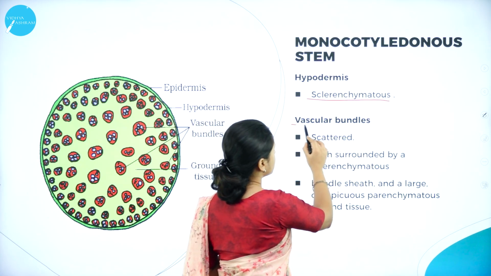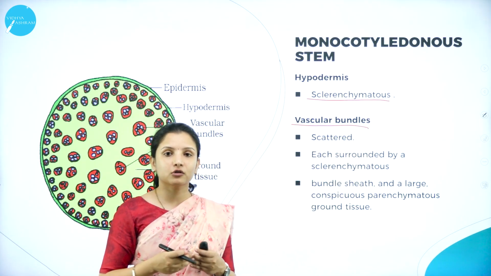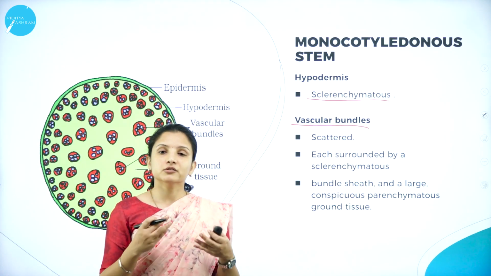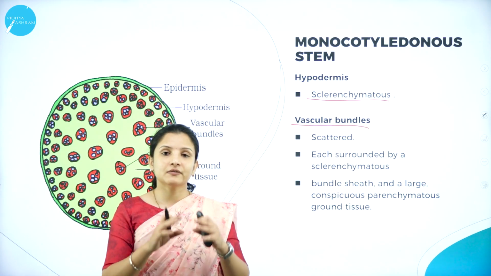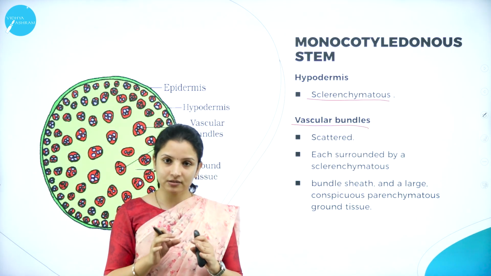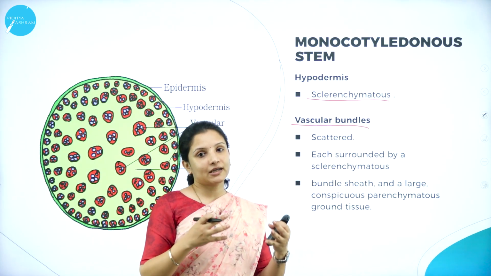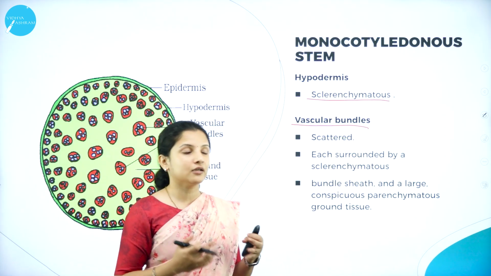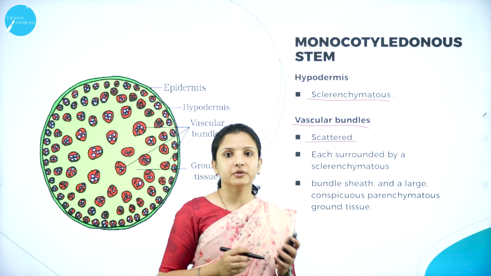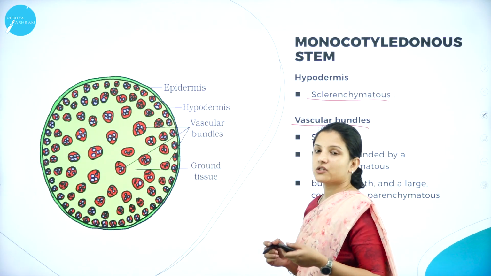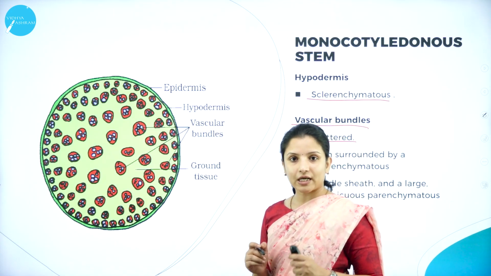Next, looking into the vascular bundle. The vascular bundle in the case of monocots is scattered. There is no proper arrangement. But in the case of dicots, they were very neatly arranged in a circular manner, right? But in the case of monocots, they are haphazardly arranged. They are just scattered here and there. So the scattered nature of the xylem and the phloem is one of the main characteristic features which distinguishes the monocot stem from the dicot stem.